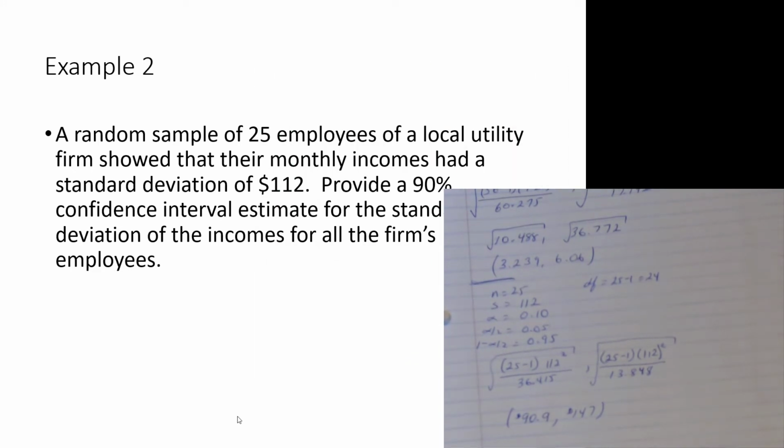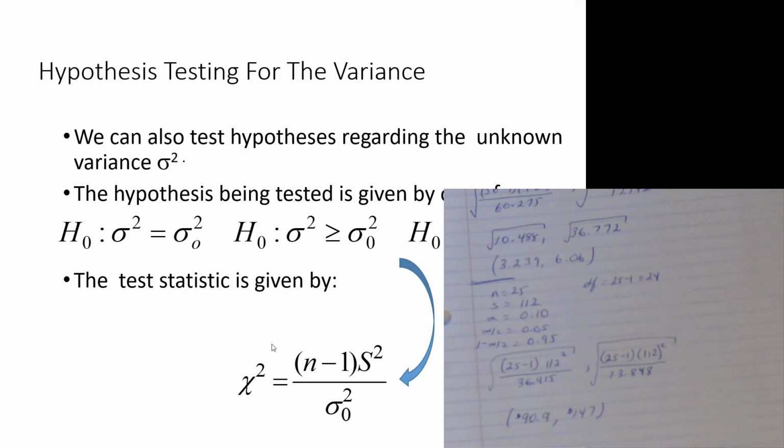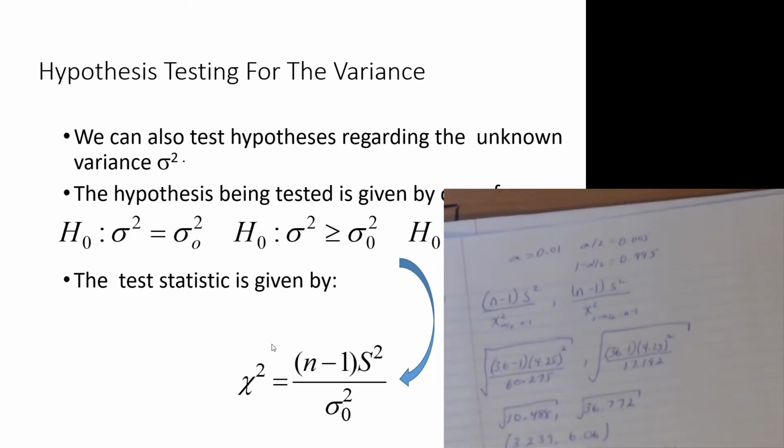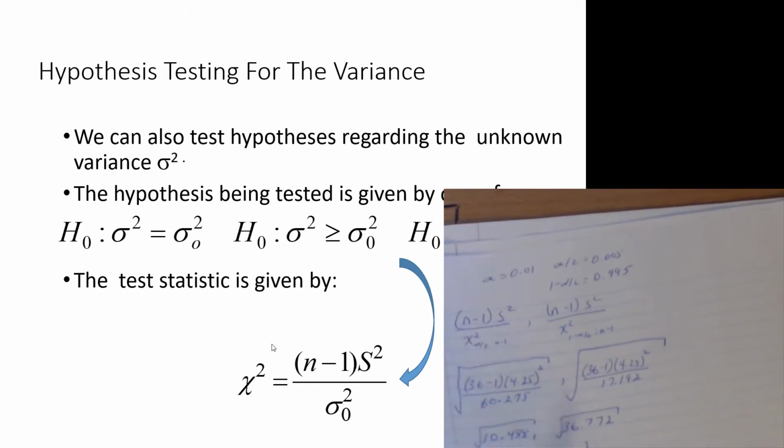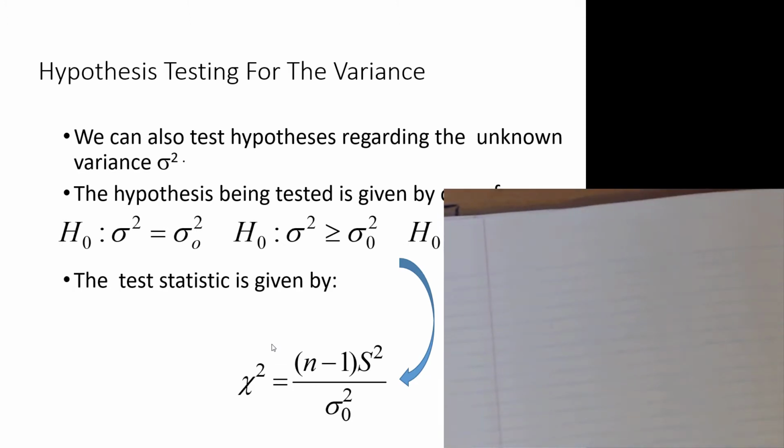Okay, let's go on to another example here. Let's test for the variance, and the testing structure follows a similar pattern to what we've already established in our hypothesis testing for the means. We can have our H0 be that the variance is equal to some number, or H0 that the variance is greater than or equal to some number.